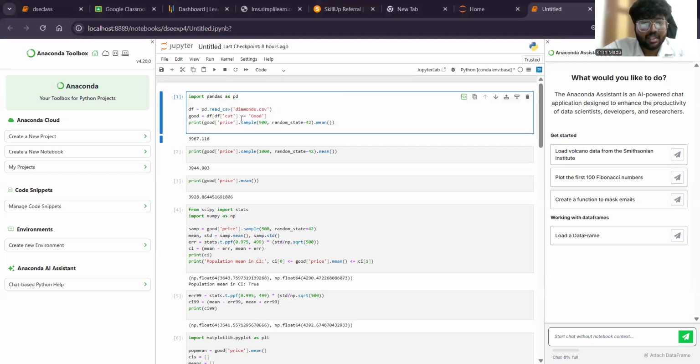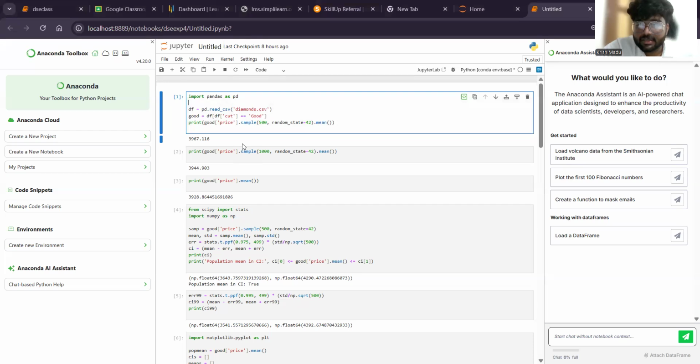After that, we are filtering the rows where the cut column is equal to Good. After that, we are randomly selecting 500 samples from the filtered data. Then we are calculating the mean of the price column for those 500 samples. After that, we are printing the result, where the solution is 3967.116.